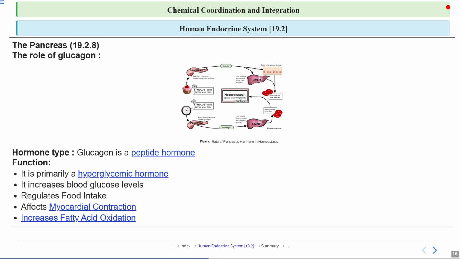It increases fatty acid oxidation. So it refers to the process where the body breaks down fatty acids to produce energy, especially when there's a lack of glucose. So this process mainly occurs in the mitochondria of cells through a series of reactions called beta oxidation. So during this process, what happens? Fatty acids are broken down into acetyl CoA, which then enters the Krebs cycle to generate ATP, the energy currency of the cell. So this is particularly important during fasting or prolonged exercise when glucose levels are low and the body relies on fat as an energy source.